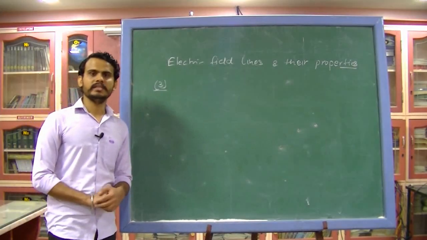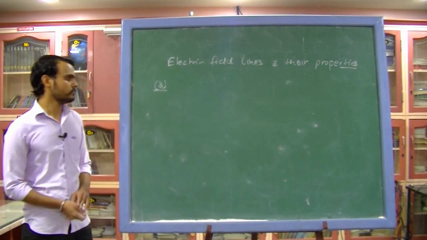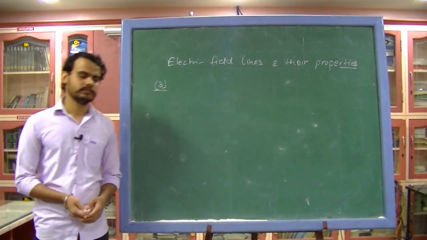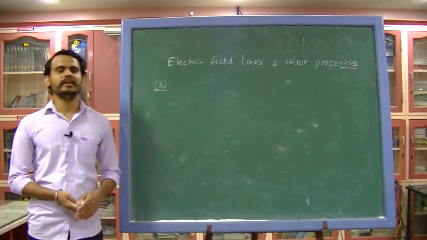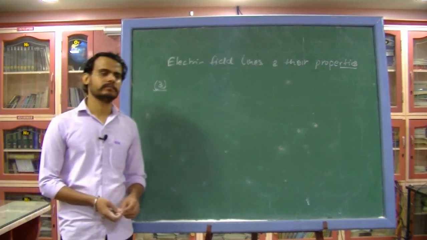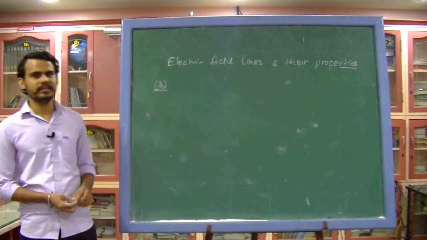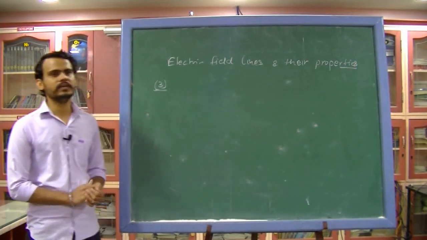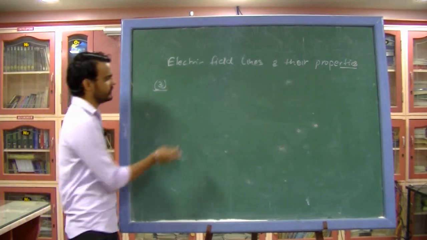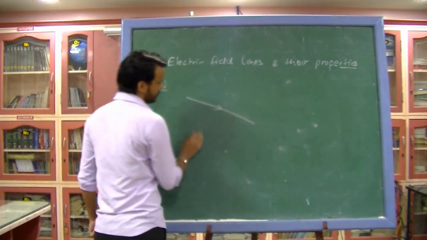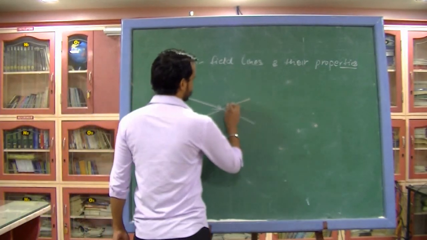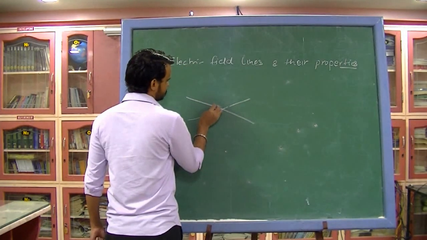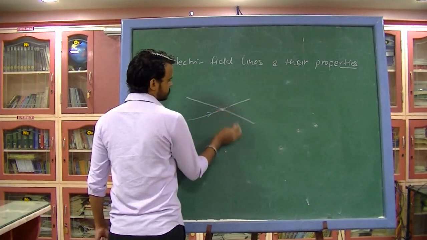Now, we are going to see the third property of electric field lines. Third property of electric field lines is that electric field lines never intersect each other. Now you might ask, why do electric field lines never intersect each other? Suppose I have two electric field lines. One electric field line is along this direction, one is along this direction. Suppose they are intersecting each other at this point.